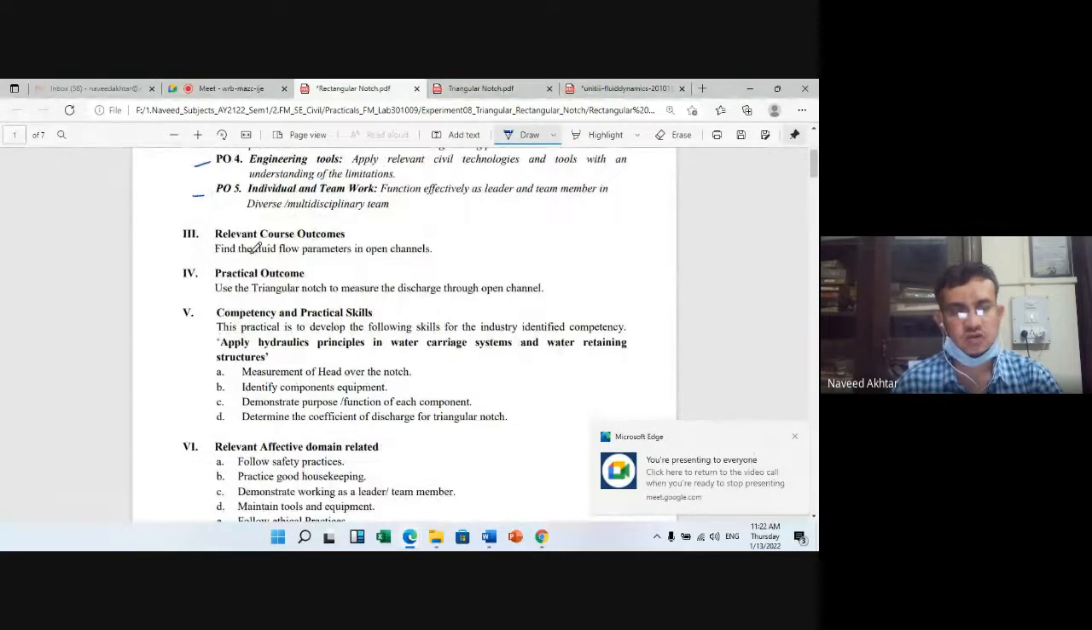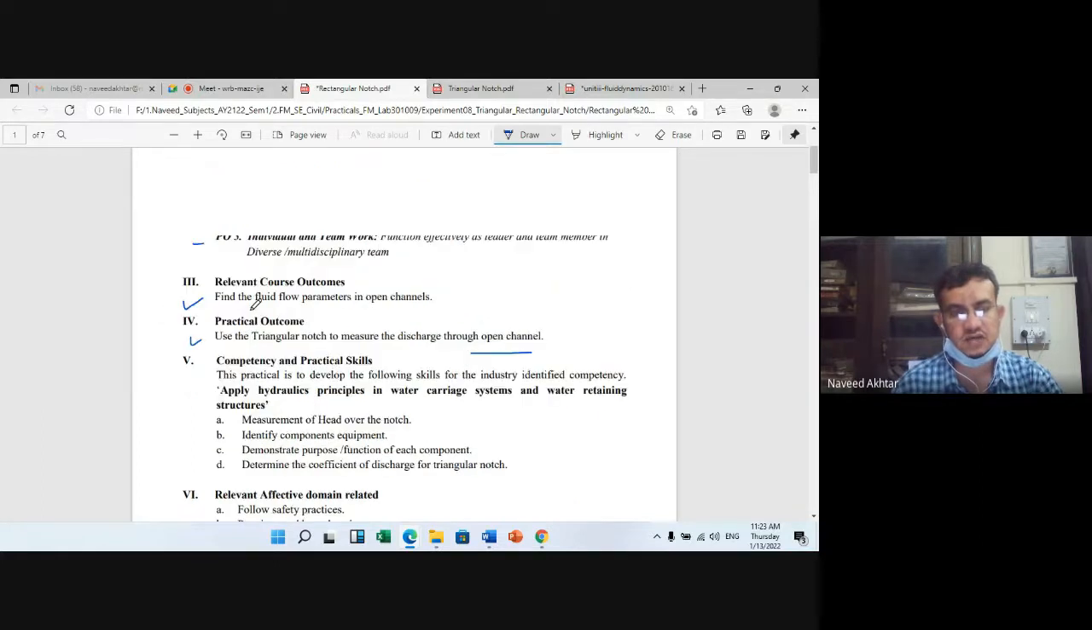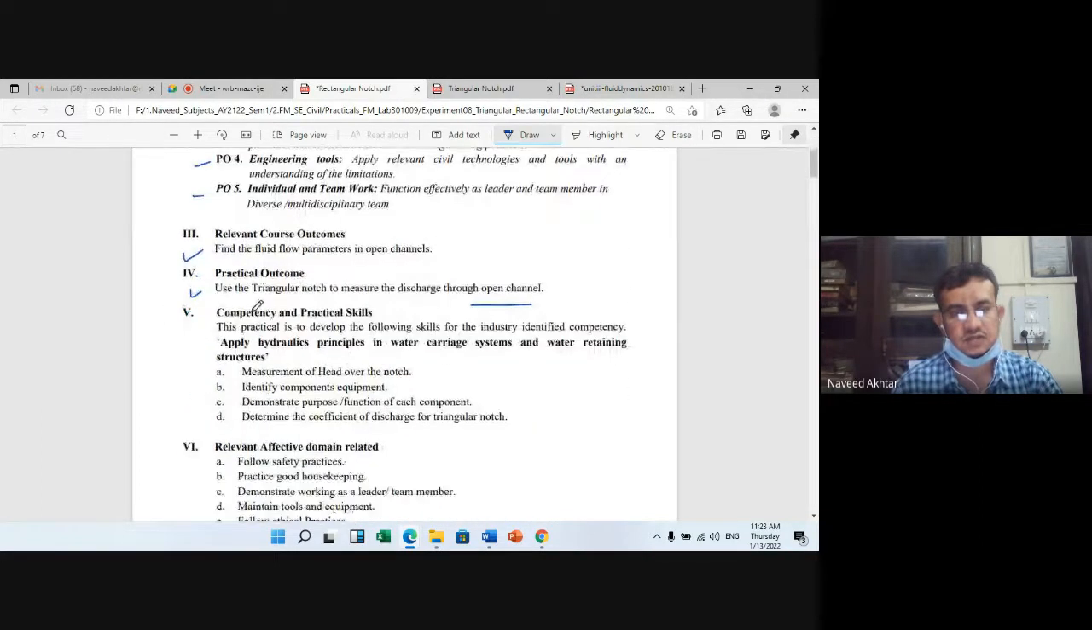Now, the relevant course outcome is to find the fluid flow parameters in open channel. The practical outcome is to use the triangular notch to measure the discharge through open channel. So in this practical, we are using the triangular notch. Okay. We are using the rectangular notch, not triangular notch. So here is a correction. You can write rectangular notch, we are using here.